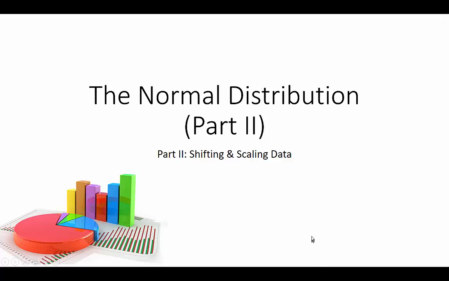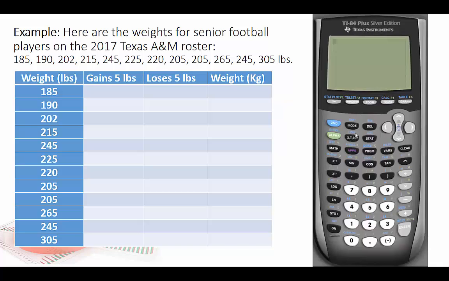Now we're going to look at how shifting and scaling the data affects the numbers. So here are the weights for senior football players on the 2017 Texas A&M roster, and I went ahead and entered all this data in the calculator. So remember, it's stat and edit, and you can just go through and put in the numbers.